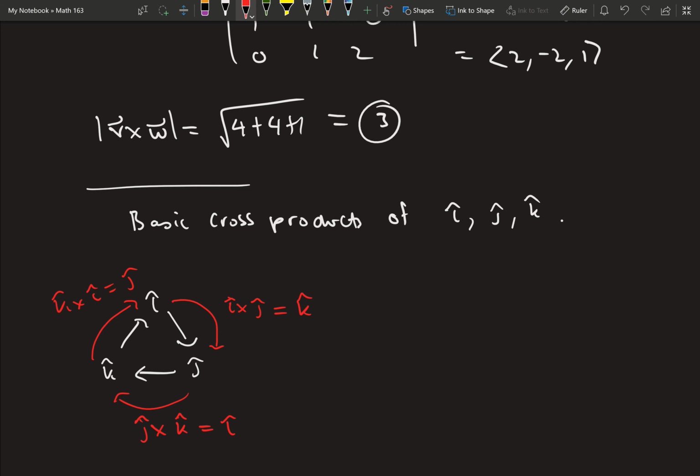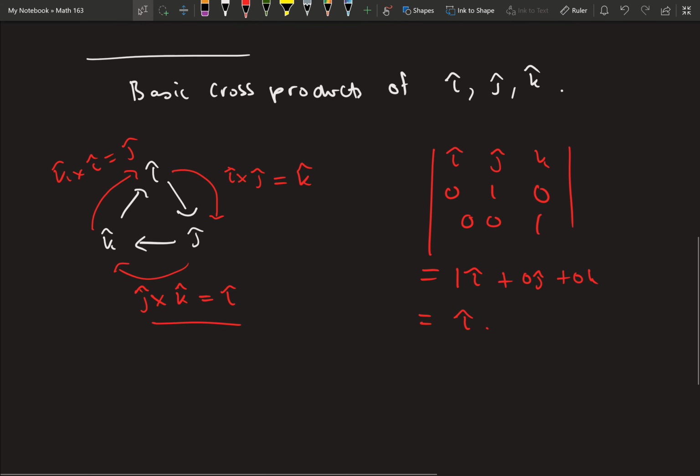Let me just show one of these. So for example, let's just do this one. So if we take j, which is 0, 1, 0, and k, which is 0, 0, 1, well, in the ith component, we're going to get 1. In the jth component, we're going to get 0. The kth component, we're also going to get 0. So this is just i itself, just as an example.